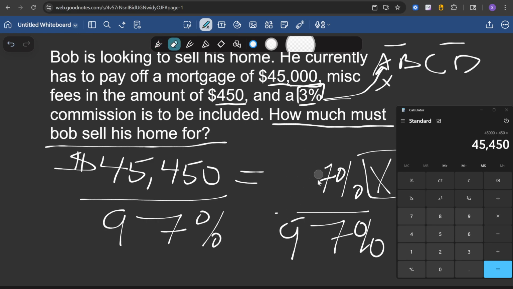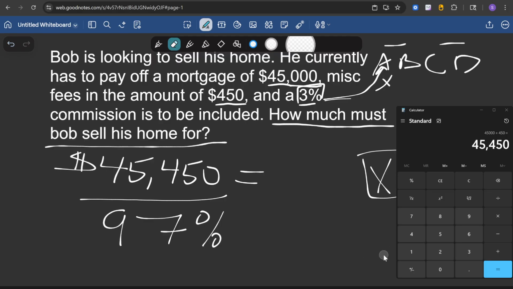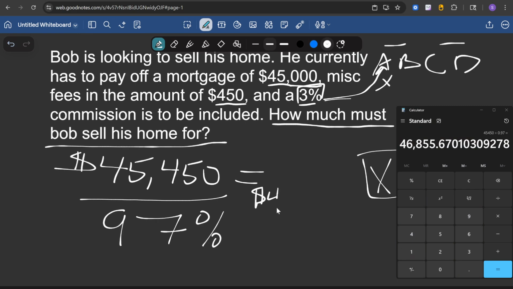And how do we put that into our calculator? So what are we doing over here on our calculations? What we're going to do is, and we punch it in more than once, okay? We're going to take 45,450 and we're going to divide it by 0.97 because that's 97% as a decimal, right? And we come out to 46,855 and change. But I think in the question, I actually went ahead and rounded up.